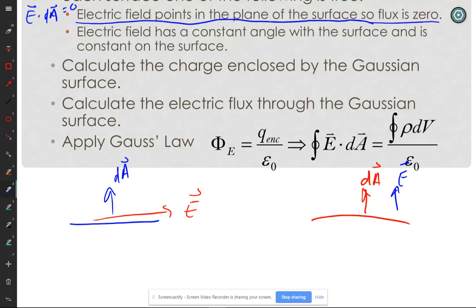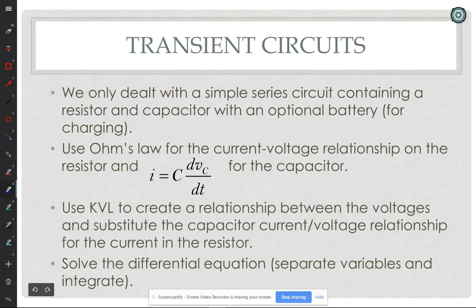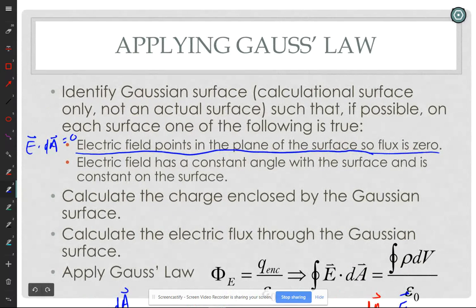I think I have another one here that talks about specific cases. No, I don't. Okay, so specific cases, come on, go back.